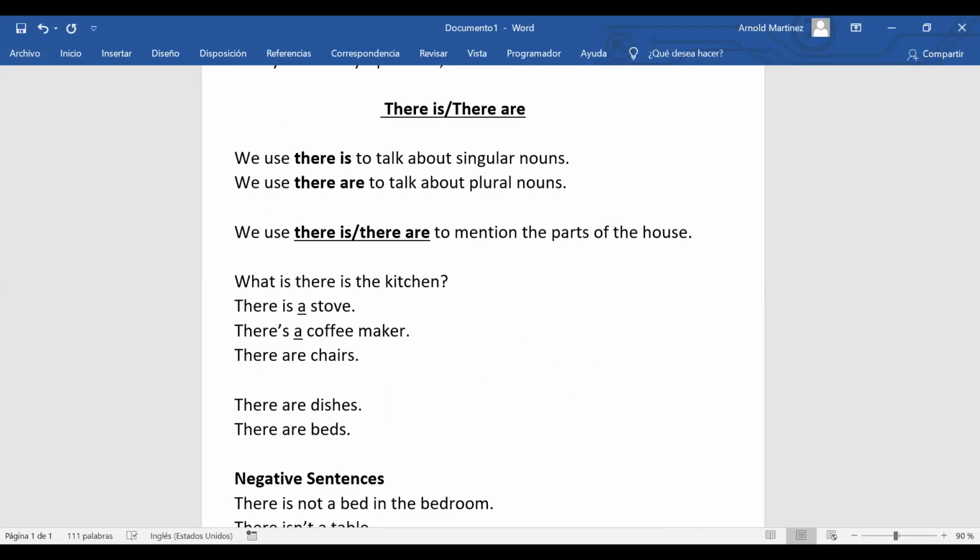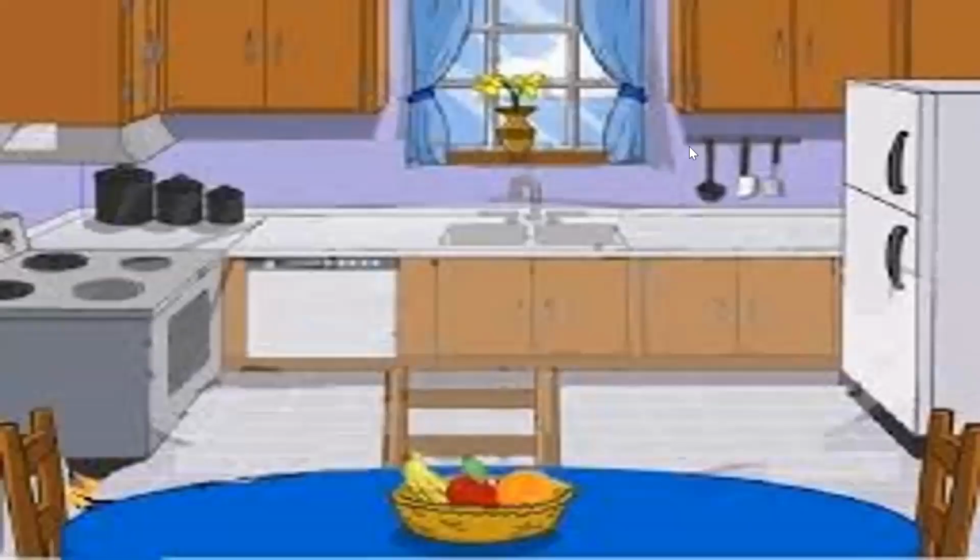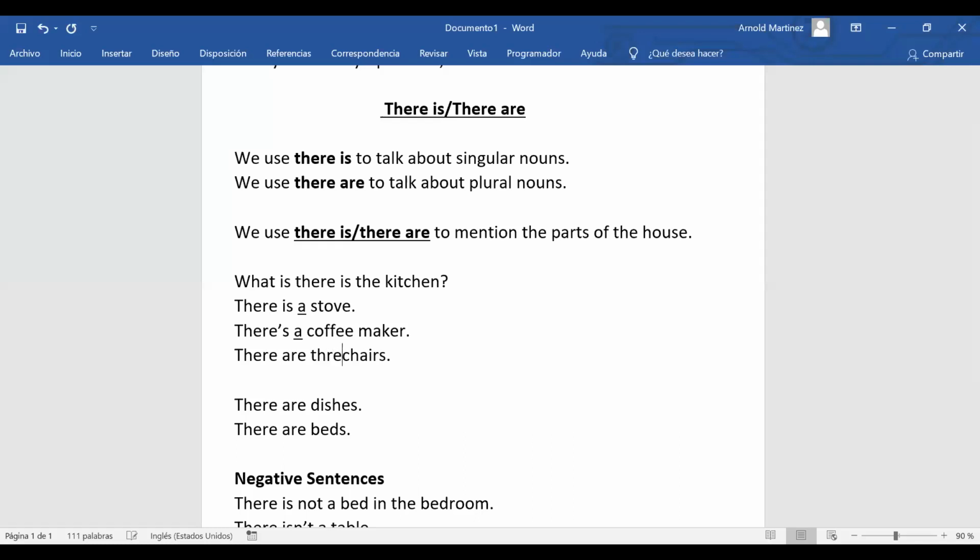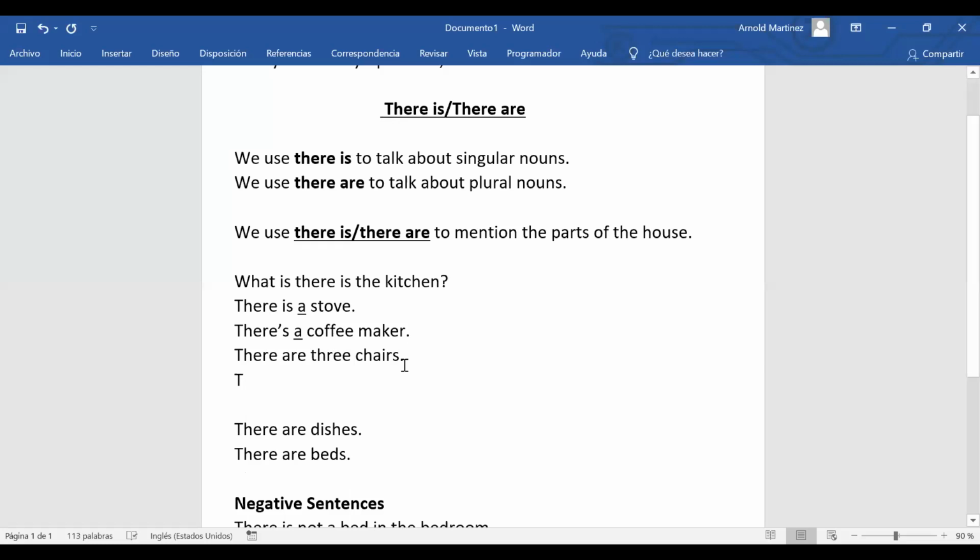How many chairs do we have here, guys? How many chairs? ¿Cuántas sillas hay? 3. 3. Excellent. So I have 3 chairs. We go back here. So in here we can say there are 3 chairs, right? Yes or no, guys? Yes. Also we can add there are some chairs. I have some here.